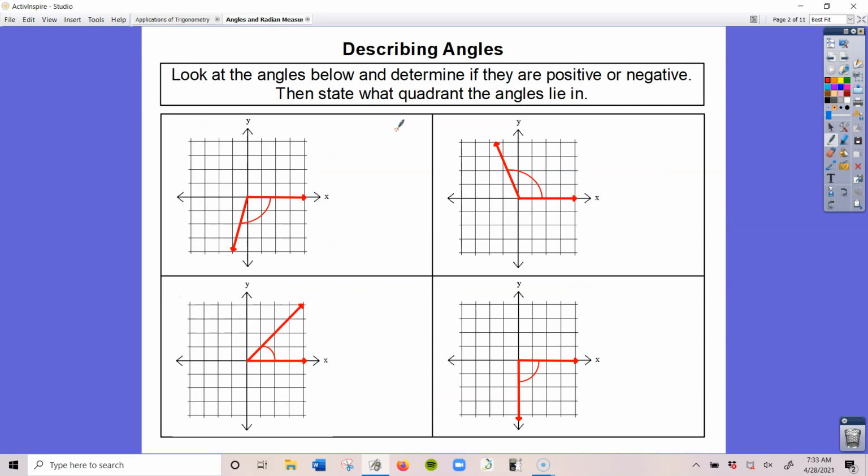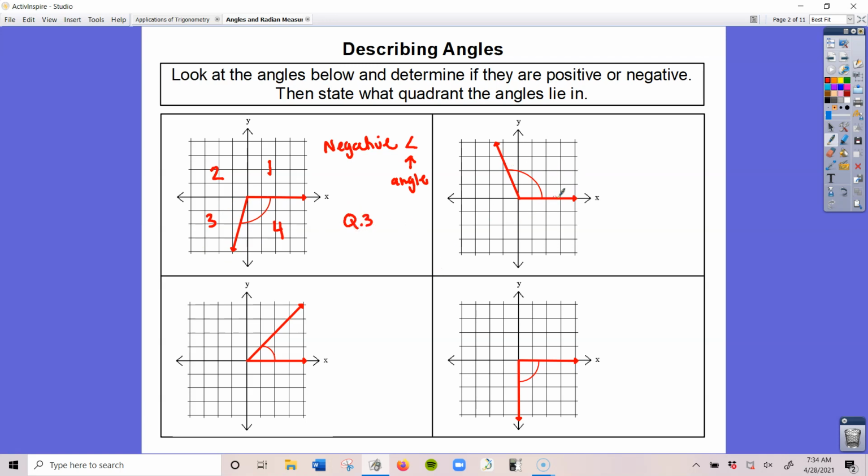Here we're going to determine whether this is a positive angle or a negative angle. Then we're going to state what quadrant the angle lies in. So here, all of these angles are in standard position because the initial side is on the positive x-axis. Here we can see that the angle opened going down. So this is a negative angle. By the way, this is the symbol for an angle. Then, in terms of what quadrant it lies in, this is quadrant 1, 2, 3, and 4. Since the terminal side lands in quadrant 3, this is a quadrant 3 angle.